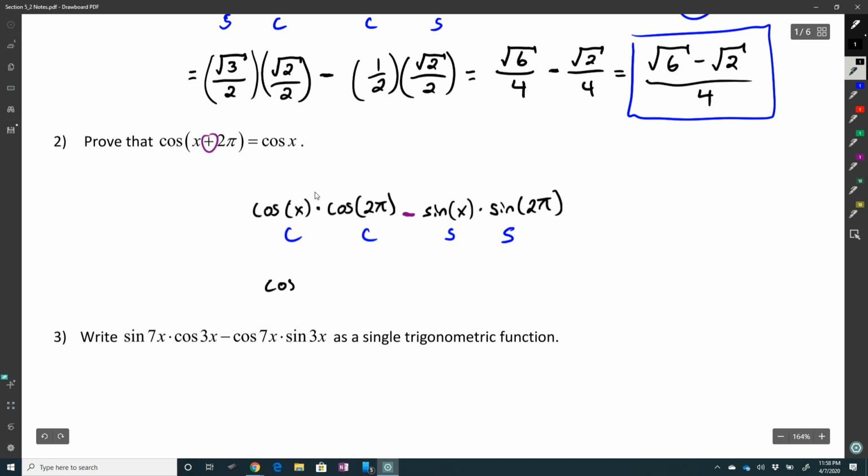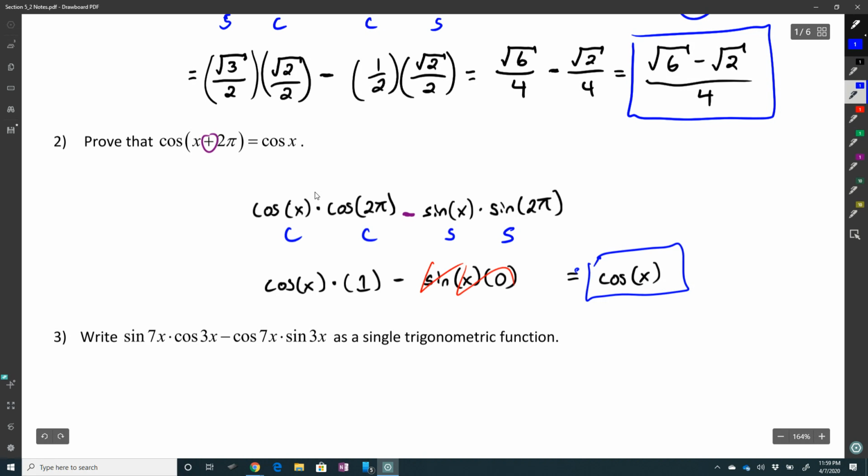Cosine of x is just cosine of x. Cosine of 2 pi. Okay, remember cosine, it's a full rotation. And so cosine of 2 pi is the same as cosine of 0. So this is just 1. And then I have sine of x. And then sine of 2 pi is the same as sine of 0, which is just 0. Okay, 0 times anything kills that entire term. And we're left with just cosine. Yay, math works. Okay, let's go to number 3.